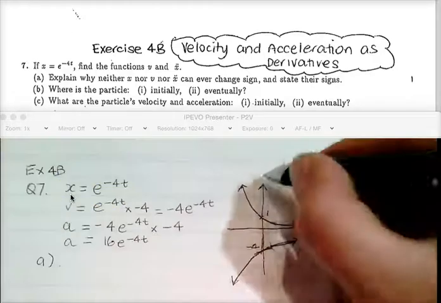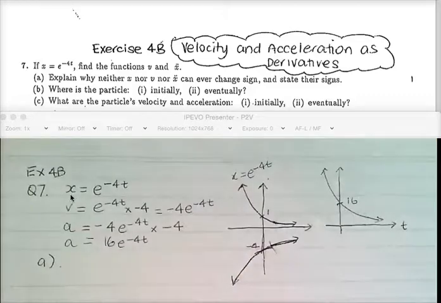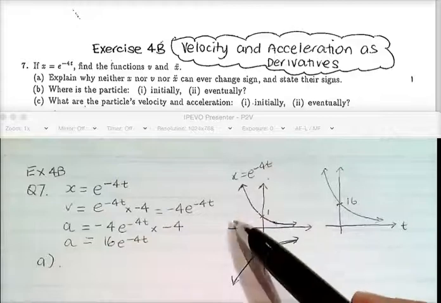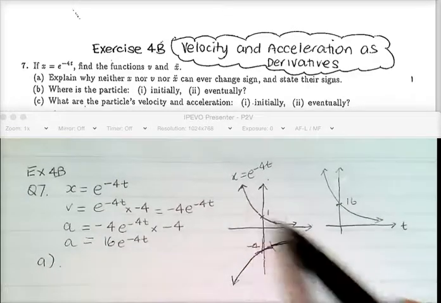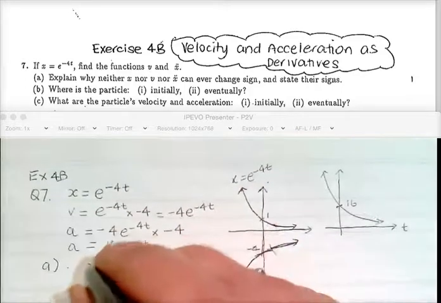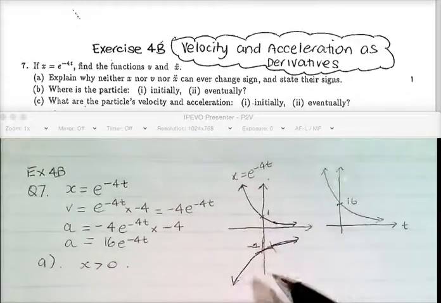For example, this curve here is x equals e to the negative 4t. It's an exponential curve with a negative power there. The normal e to the 4t would look like this. This is e to the negative 4t. You can see that x is always greater than 0, therefore it never changes sign. Okay, and you could do a quick sketch if you wanted to.